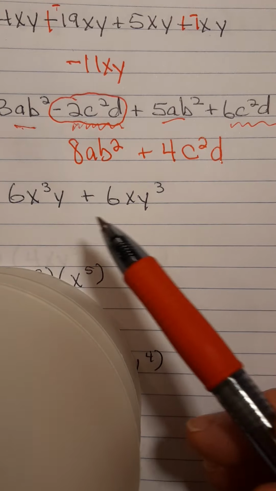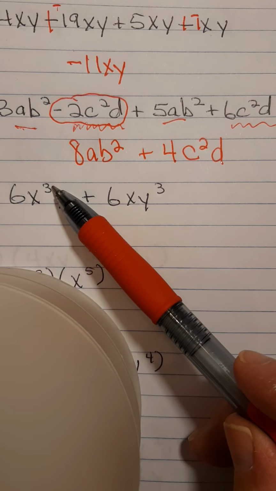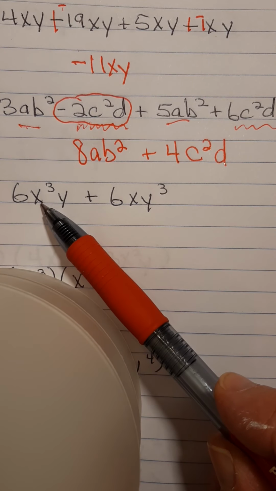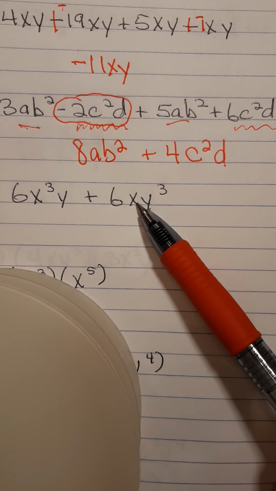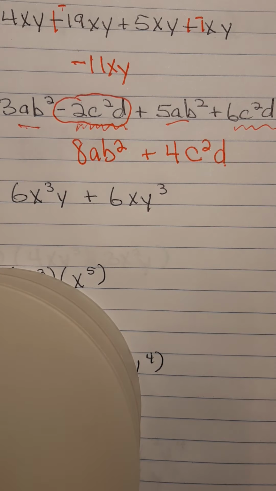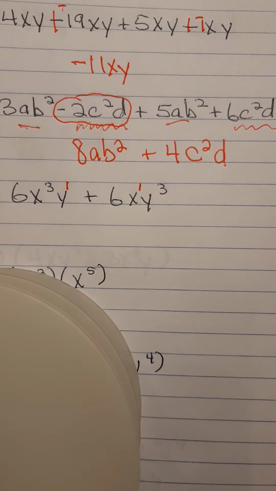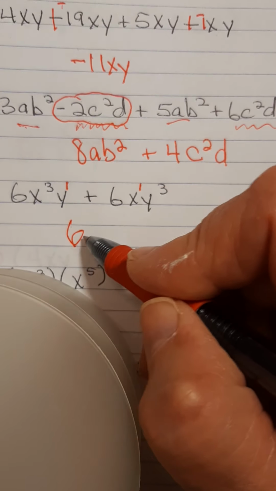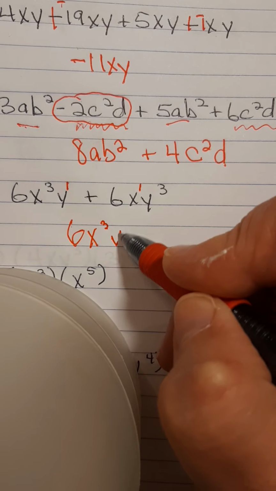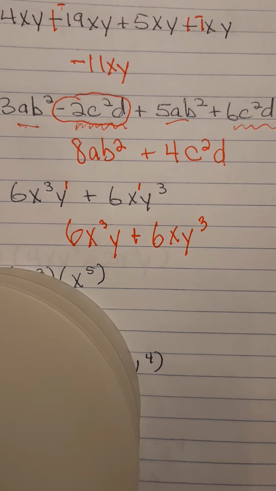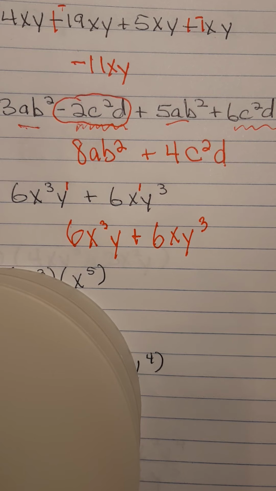So as we come down to our next one, we see that we've got 6x cubed y plus 6x y cubed. Well, this x is cubed. This one is just, assume a 1. You just assume it's a 1. This y is like a 1, but this y is a 3 or cubed. Therefore, there is nothing you can do to this one. You simply have to just leave it because the terms are not identical, so you cannot join them. So your answer just stands as it was. You cannot combine those terms.